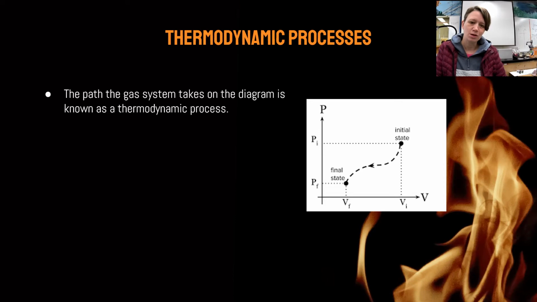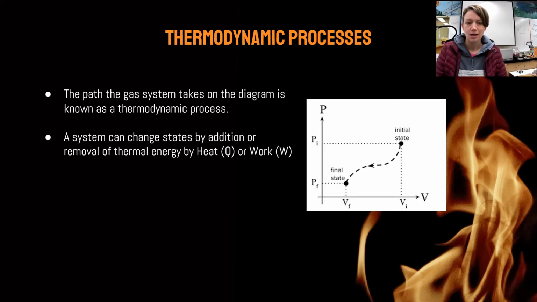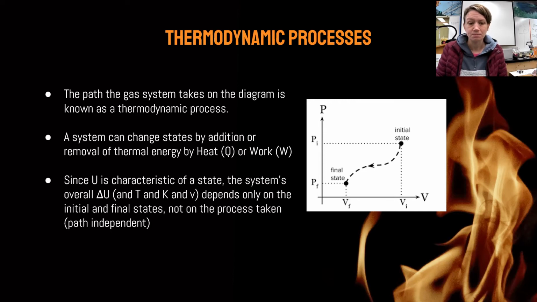This path is known as a thermodynamic process. Thermodynamic processes happen when you either put heat or work into your system. The first law of thermodynamics says that you can change your U by heat or work, and U is characteristic of the state. So heat or work will change my state from one location on this graph to another, and it can go through a series of different paths to get there.